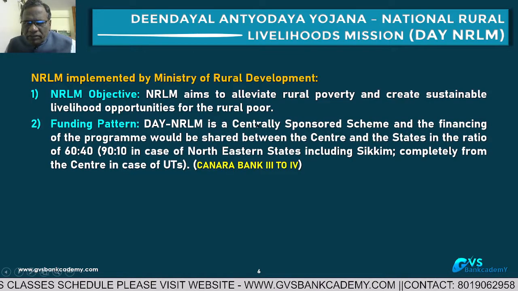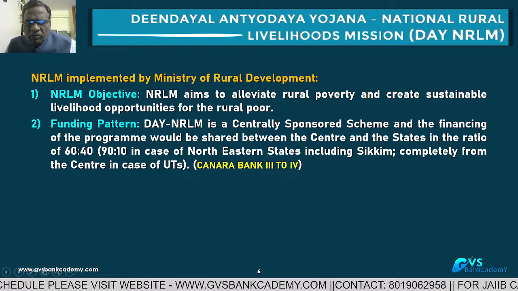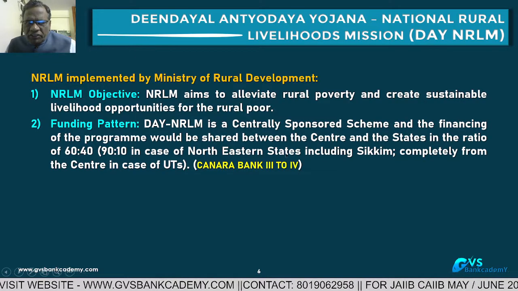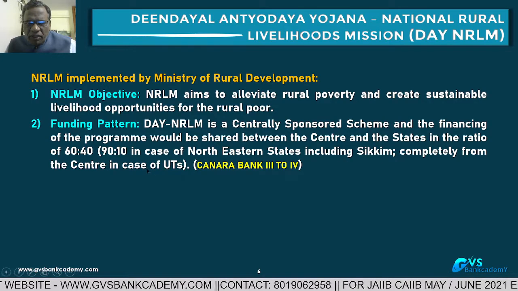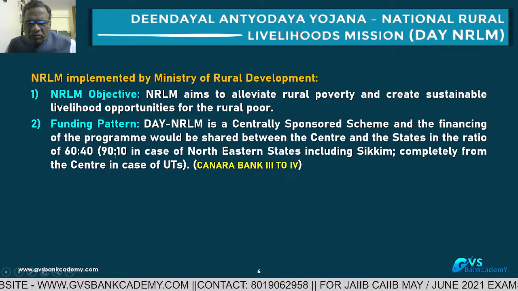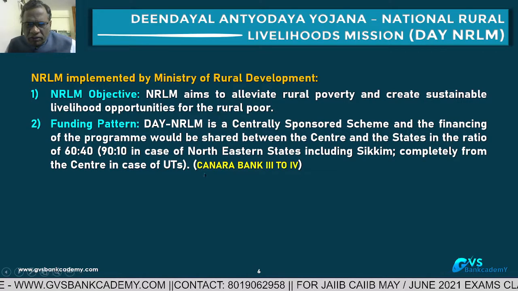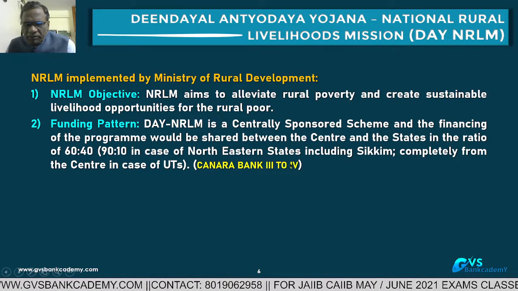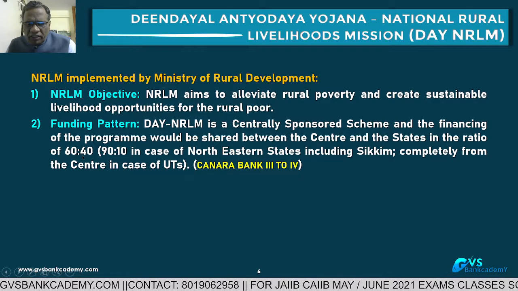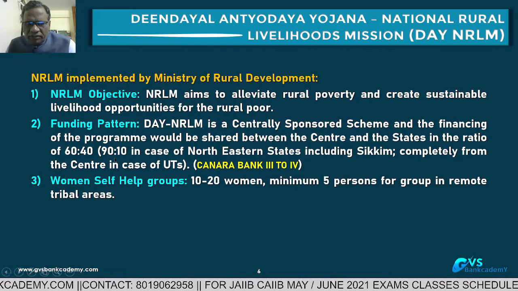Funding pattern. The NRLM is a centrally sponsored scheme. 60% of the funds are contributed by the central government and 40% by the state government. 60-40. In the northeastern states, Sikkim, and union territories, 90% is central government and 10% is state government. This is also a bank examination question. So, funding pattern 60-40, and for northeastern states and union territories 90-10.